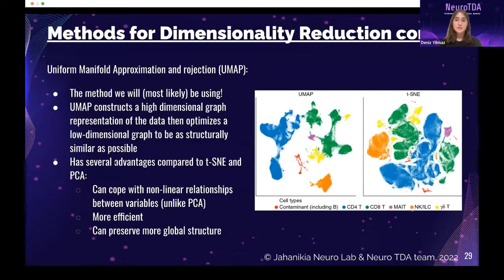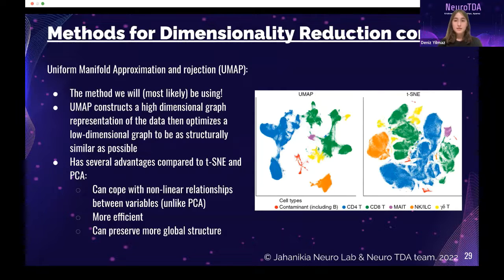The last method I will be talking about is Uniform Manifold Approximation and Projection, or UMAP, which is the method that we will most likely be using to analyze our data. How UMAP works is it constructs a high-dimensional graph representation of the data and then optimizes it to a low-dimensional graph to be as structurally similar as possible.